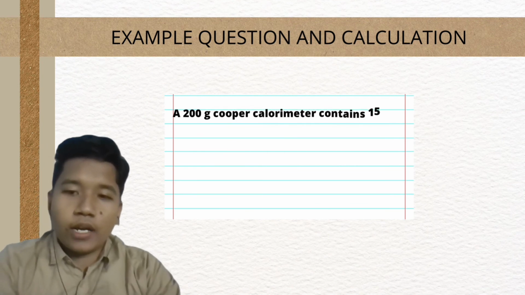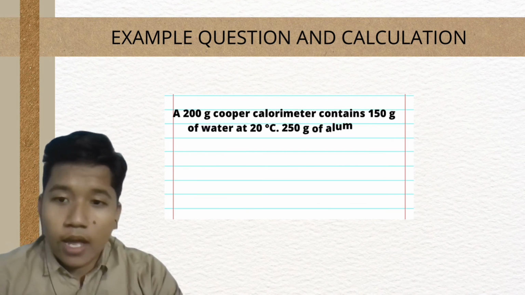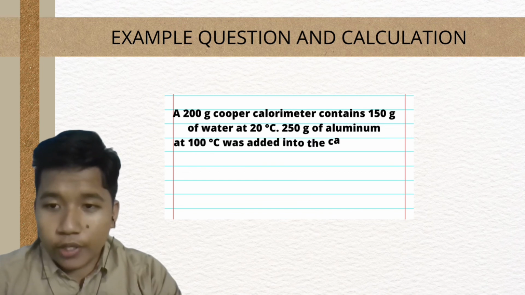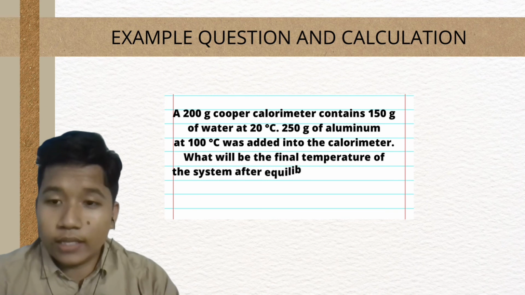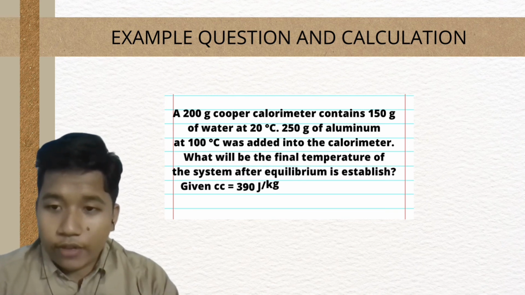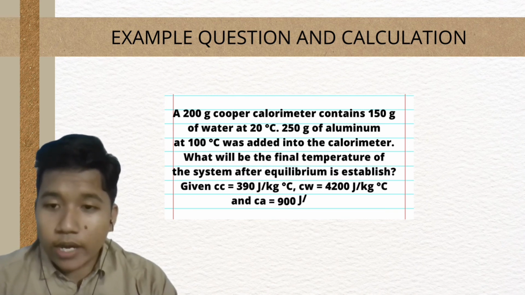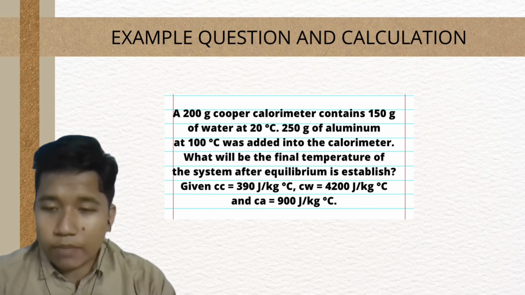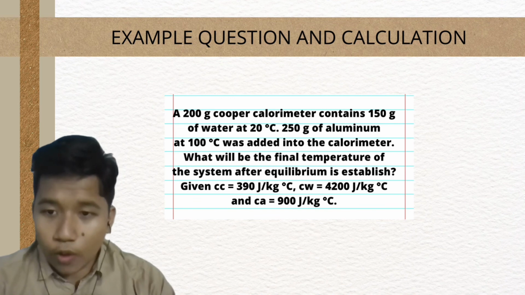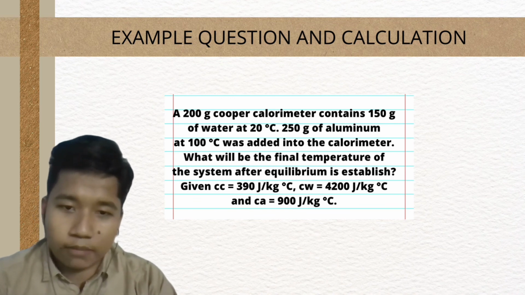For the last part, we are going to look at an example. A 200 gram copper calorimeter contains 150 gram of water at 20 Celsius. 250 gram of aluminium at 100 Celsius is added into the calorimeter. What will be the final temperature of the system after equilibrium is established? We are also given the specific heat capacities for the calorimeter, water, and aluminium.